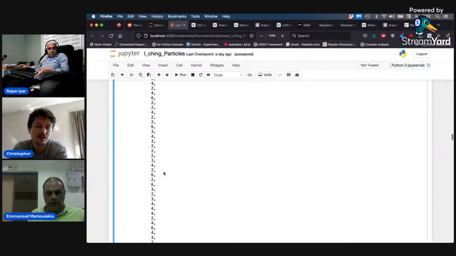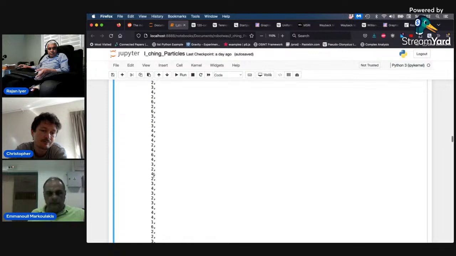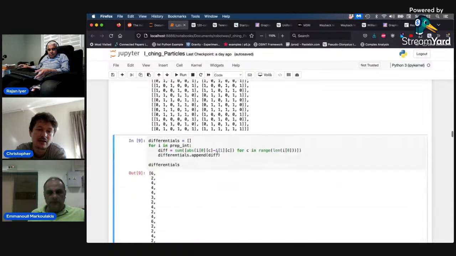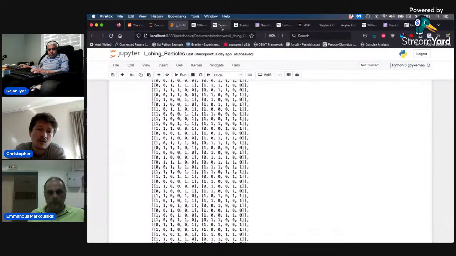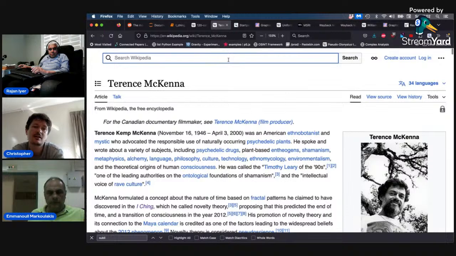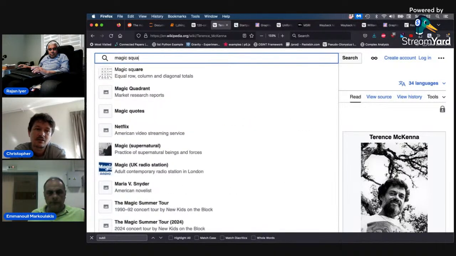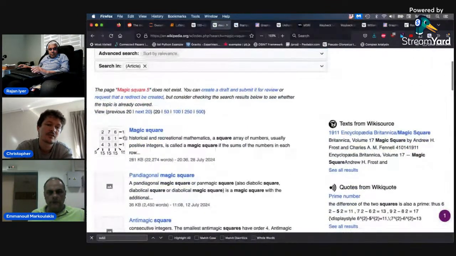And what McKenna noticed was that there was no number 5 differential in the King Wen sequence. Obviously, we could select two hexagrams specifically and get a difference of 5. But in the King Wen sequence, there's no difference of 5. Now, the question is, why is this the case? One of the things related to the I Ching is the magic square 5. So this magic square.